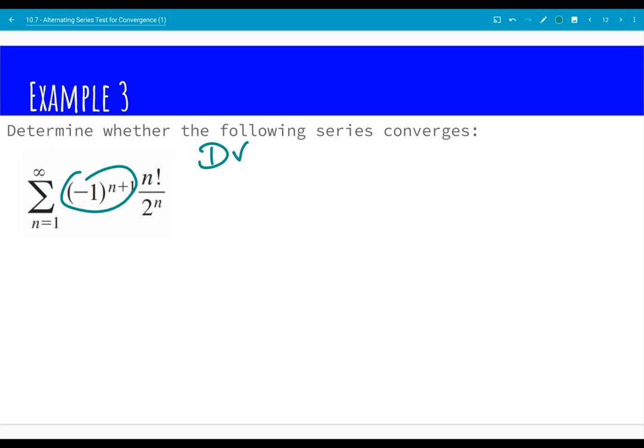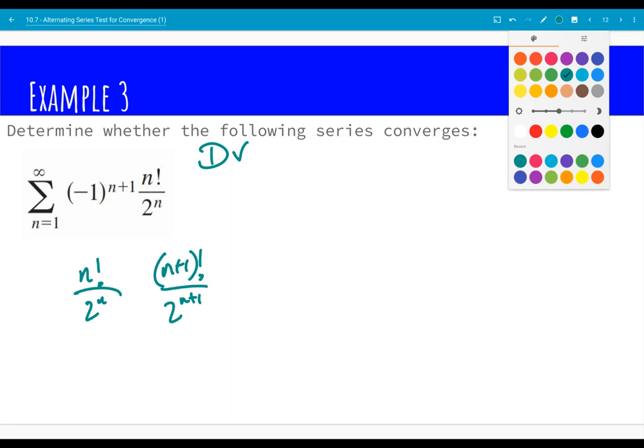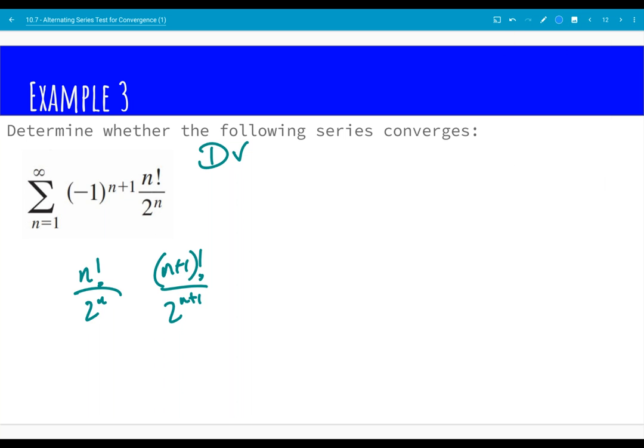The next part, it has to be a decreasing function. We can't use a derivative here because we don't know how to take the derivative of a factorial. So I want to compare n factorial over 2 to the n to n plus 1 factorial over 2 to the n plus 1. I'm going to do kind of the same thing I did on the last one. I'm going to multiply both sides by 2 to the n, and that's just going to leave a 2 in the denominator there. And I'm also going to divide both sides by n factorial, which is going to leave n plus 1 over there.